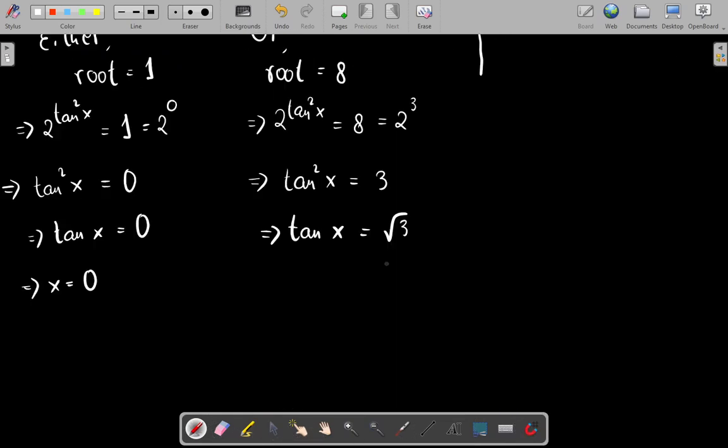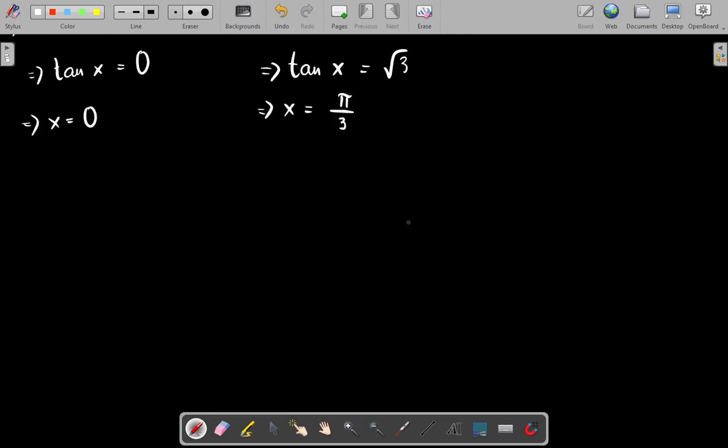In the first quadrant, tan is positive, all trigonometric ratios are positive. So tan x is positive root 3. This will imply that x is pi by 3. So either x equal to 0 or x equal to pi by 3. These are the two values.